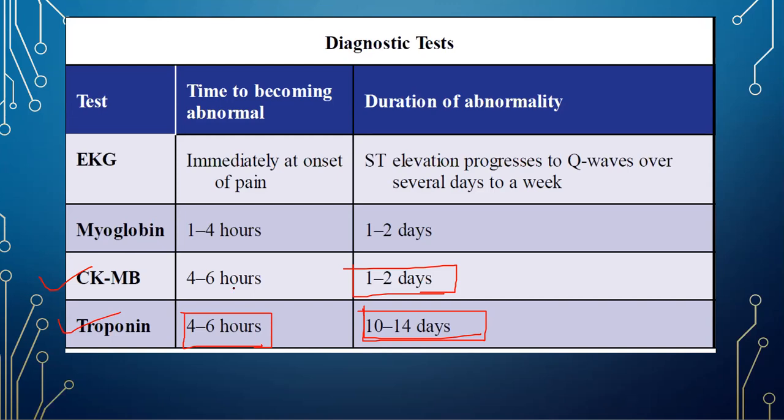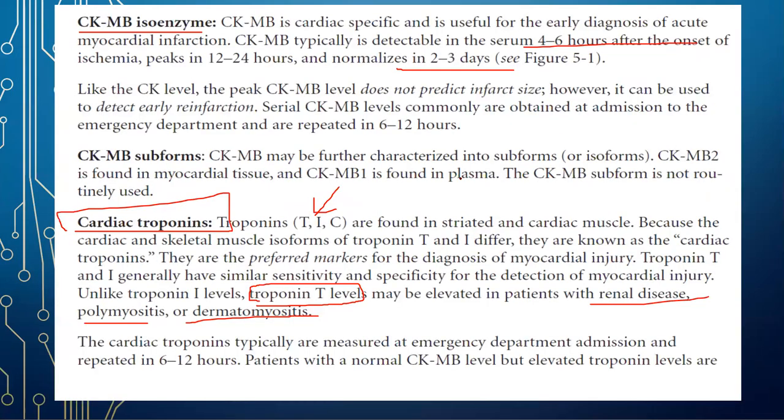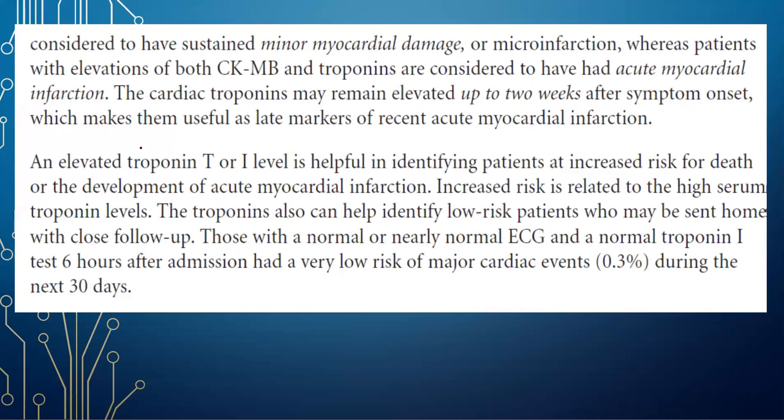That CKMB should not be elevated after 7 days, because it should get normalized in 1 or 2 days. Now, after 7 days, if you still get CKMB elevated, that's most likely again reinfarction. Clear? Good. See this one. If you get a normal CKMB level but elevated troponin level, you should consider that the patient might have a minor myocardial damage. But if a patient has both CKMB and troponin elevated, that's acute myocardial infarction.